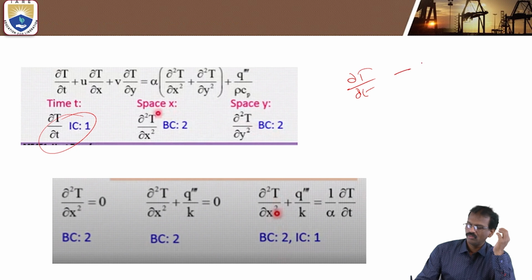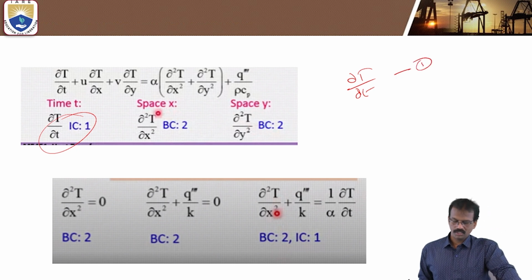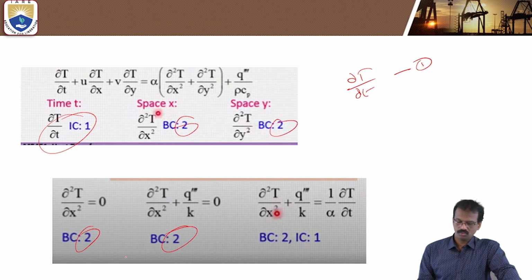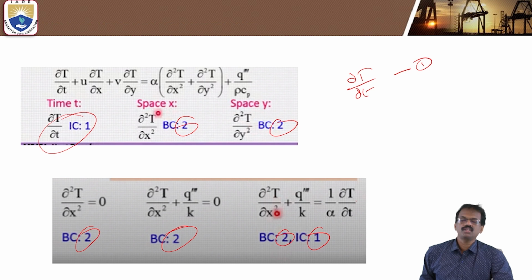It means only one initial condition. Here two boundary conditions, here also two boundary conditions, here two boundary conditions, and here one boundary condition. So this is the number of boundary conditions, which depends upon the general differential equation.